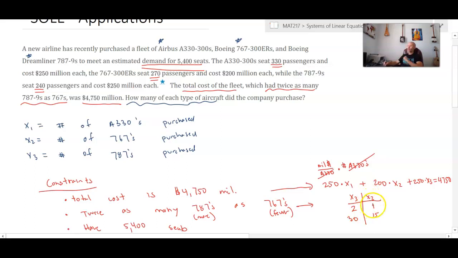Well, just based upon this quick little T-chart, we can see that X3 has to be twice the value of X2. I think many people want to say twice as many 787s, so you read it literally as a sentence and try to convert it into symbols, and you do 2 times X3 equals X2. But it's not saying double the number of 787s to get the number of 767s. It's saying there are double the number of 787s as there are 767s. So we have to double the number of 767s to give us the number of 787s.